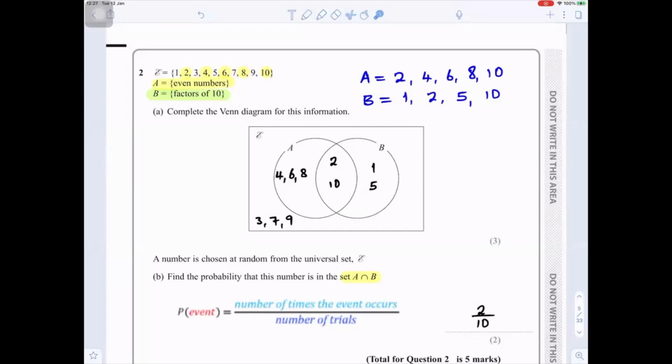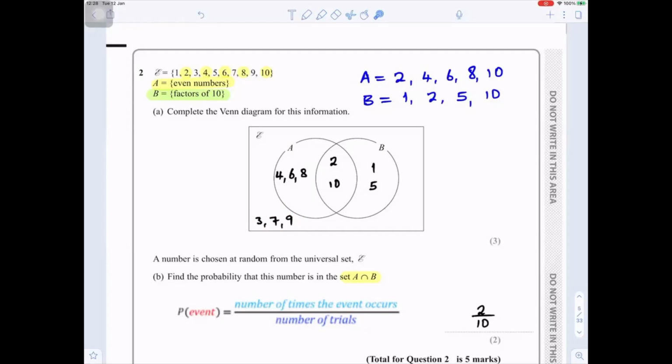What is common between the two of them? 2 and 10. So 2 and 10 go in the intersection. When you take out 2 and 10 from A, you're left with 4, 6, and 8. When you remove 2 and 10 from B, what is left is 1 and 5. All the numbers which you haven't put in A or B, you put outside. Those numbers are 3, 7, and 9. And that's the Venn diagram completed.